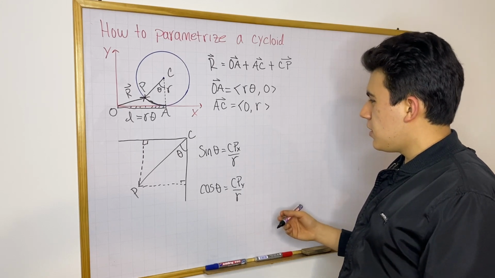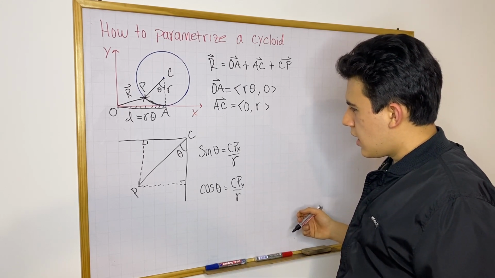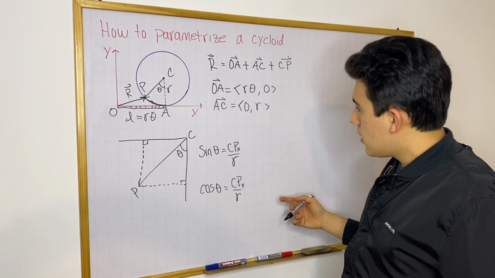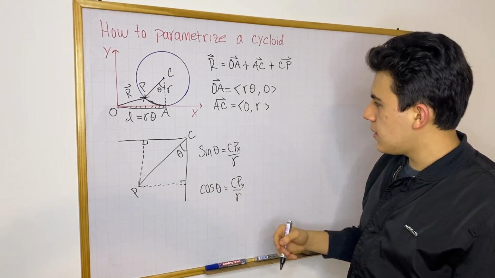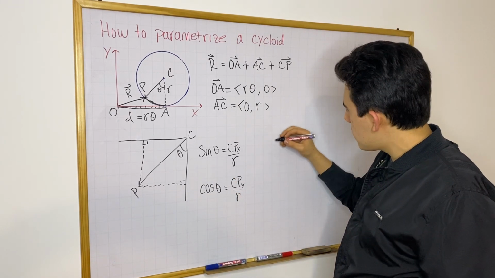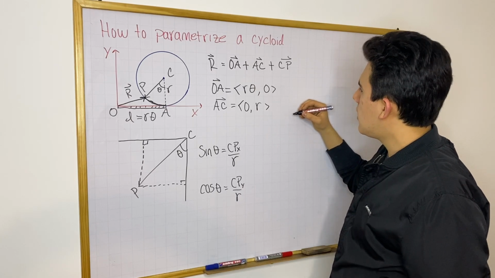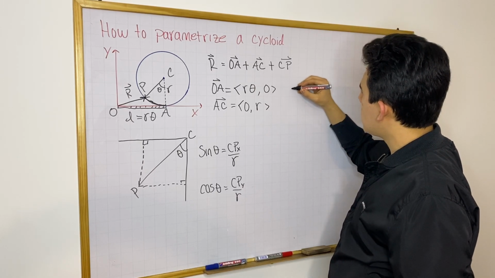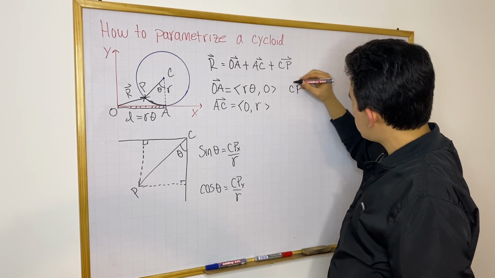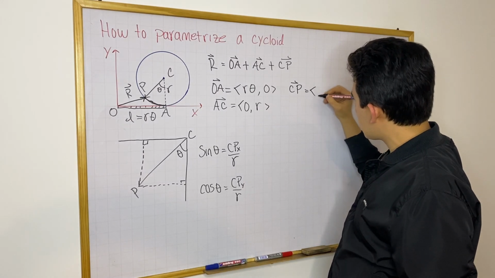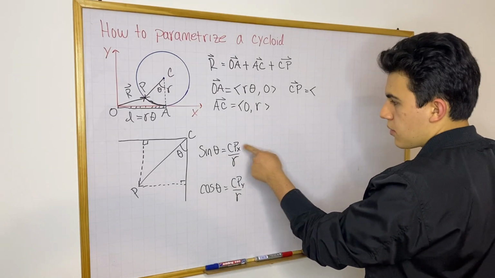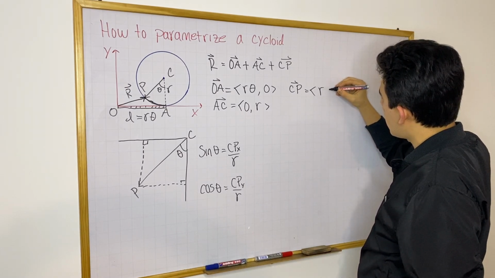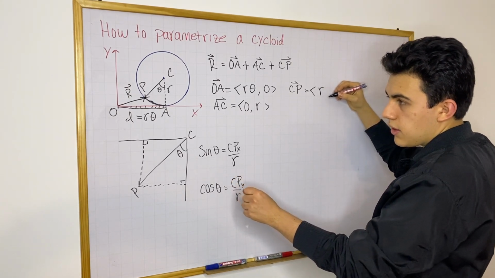And then we just simply need to plug these values into a vector notation or a vector form for CP, okay? So from this, I will do it over here. We're going to say that CP is going to have the following components. So the x component of CP with respect to theta is just going to be r times, and now we've got to be careful here.